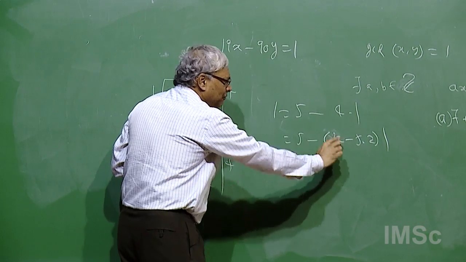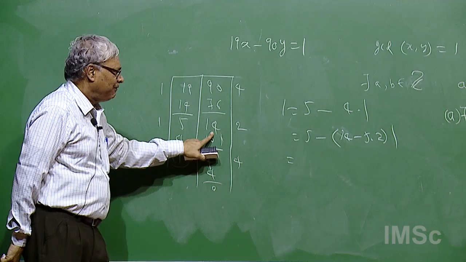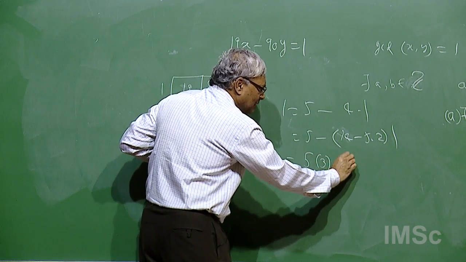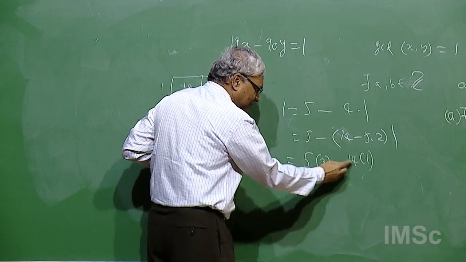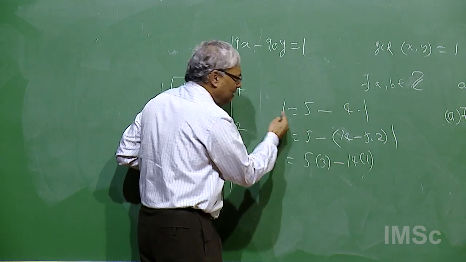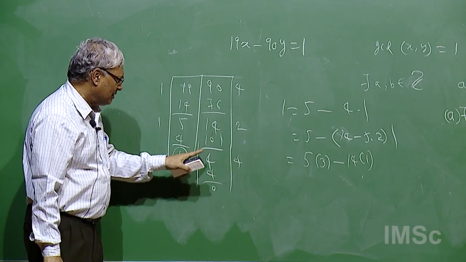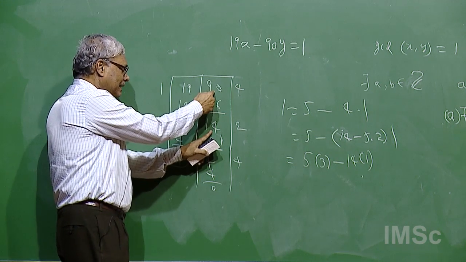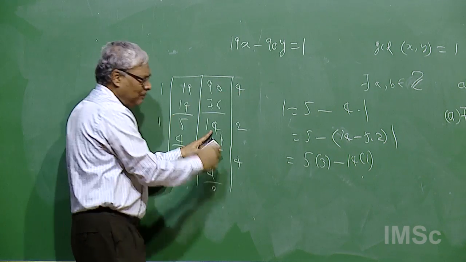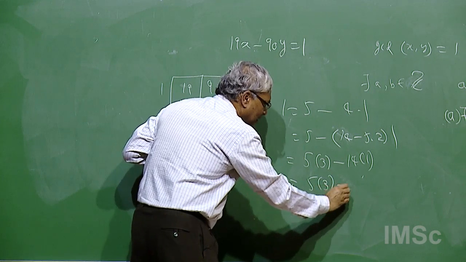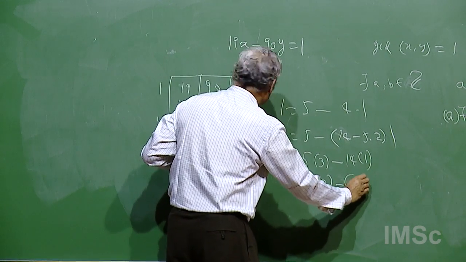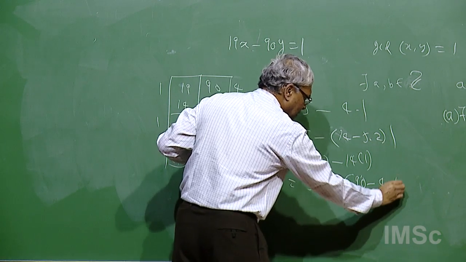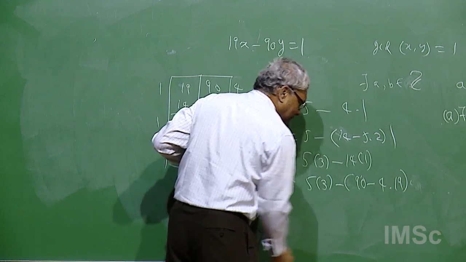Now we bring together the coefficients of 5 and 14, which will be 5 times 3 minus 14 times 1. Each time you can verify also. 5 times 3 is 15, 15 minus 14 is 1. Again, what was the last remainder? It was 14. 14 is actually 90 minus 4 times 19.